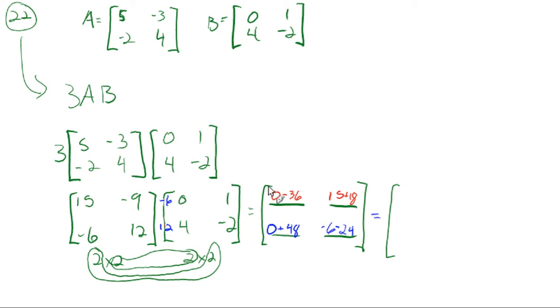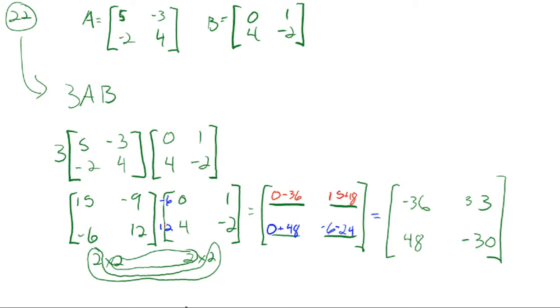Right. And 0 minus 36 is negative 36. 15 plus 18 is 33. 0 plus 48 is 48. Negative 6 minus 24 is negative 30. And there is our answer. Okay, and that will be everything.